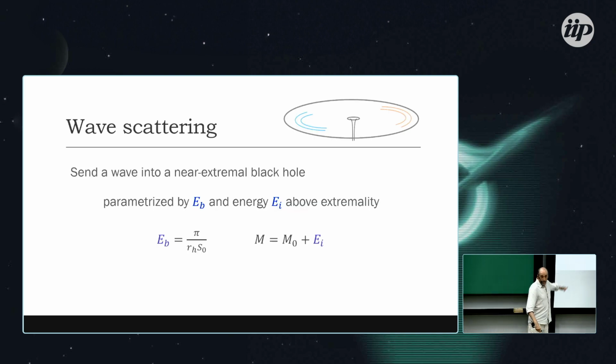So we want to do this experiment of scattering a wave. We send a wave into the near-extremal black hole. The black hole is parameterized by this energy scale and by the energy above extremality. Consider the scale fixed, and then we consider black holes with different energy above extremality.